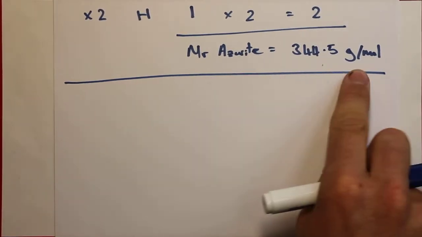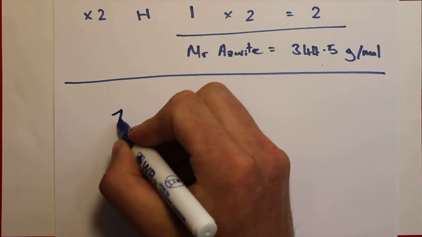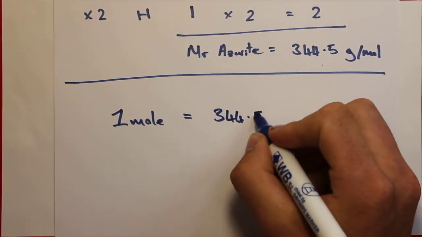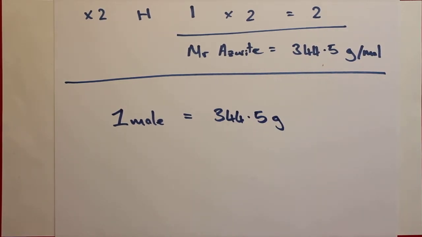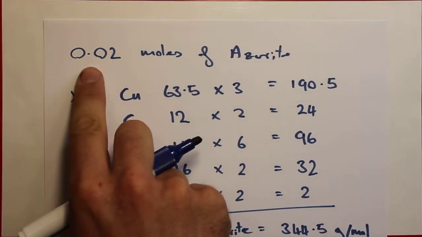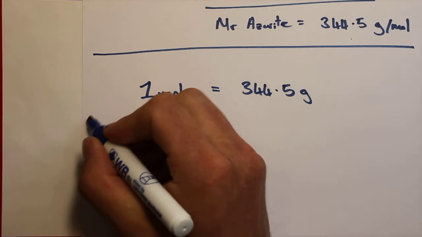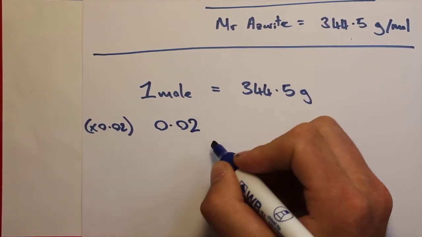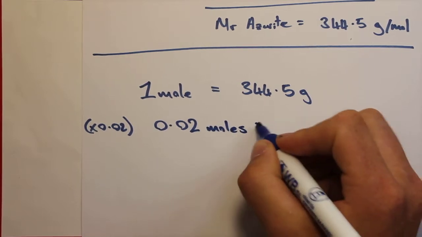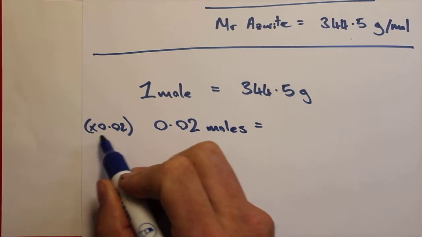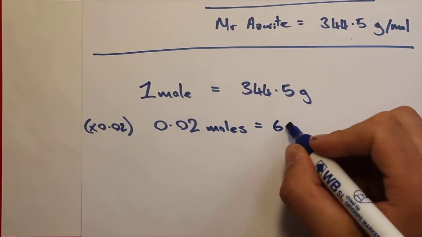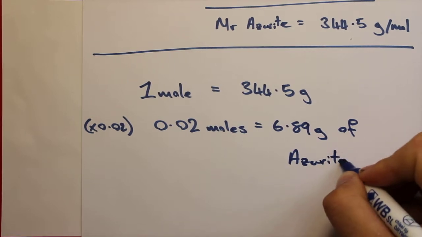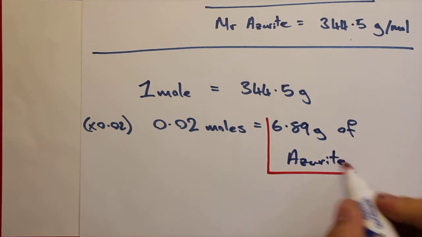Okay, so what this is telling us here is that 1 mole of azurite is equal to 344.5 grams of azurite. Well, we don't have 1 mole. We've got 0.02 moles of azurite. So if we multiply both sides by 0.02, we'll have 0.02 moles of azurite is equal to 344.5 grams times 0.02 is equal to 6.89 grams of azurite. And that there is our final answer for part 1.